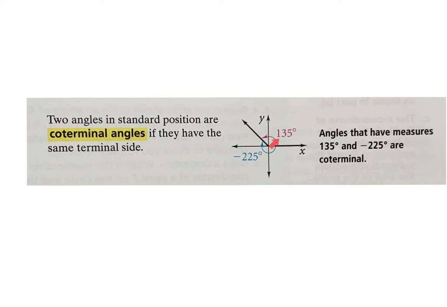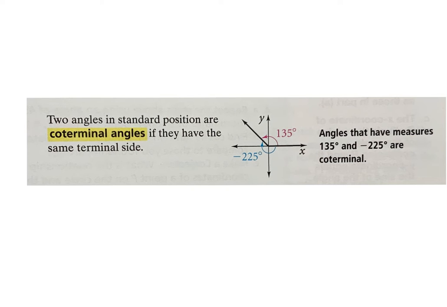135 degrees, that's positive 135 degrees, will end at the same exact spot as negative 225. Makes sense? Because they add up to what? 360. Yeah. So, and actually you can find its coterminal angle by subtracting or adding 360. If you add an entire circle, you're going to end up where you started from.